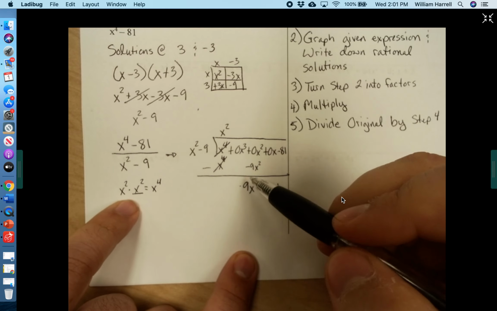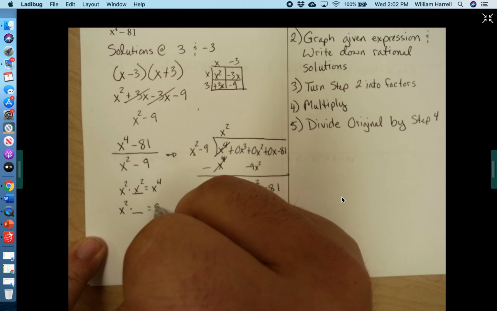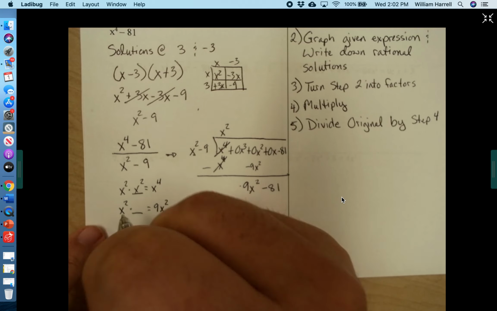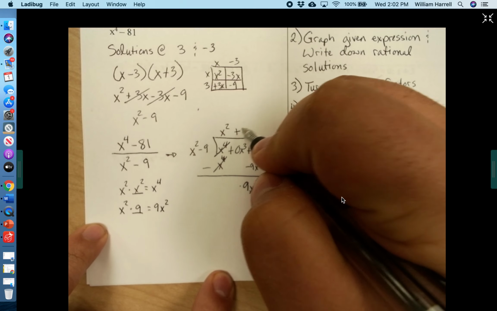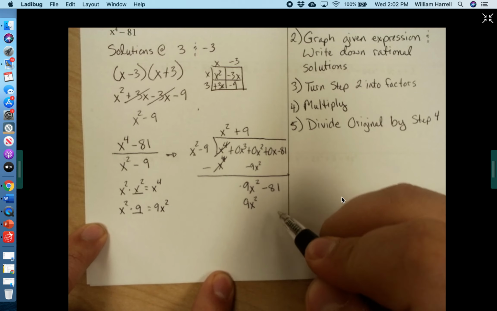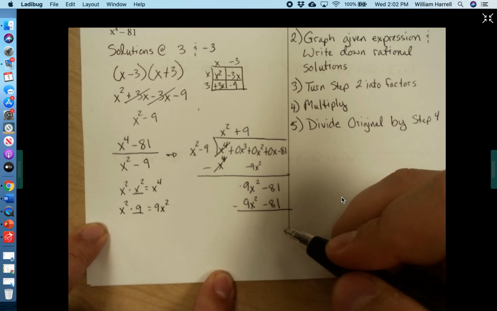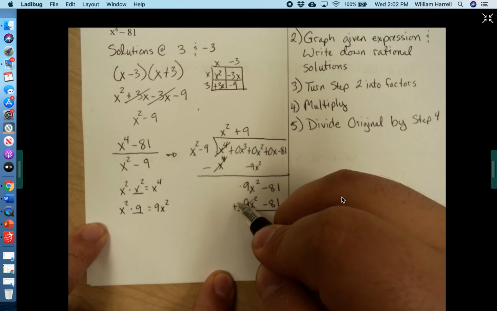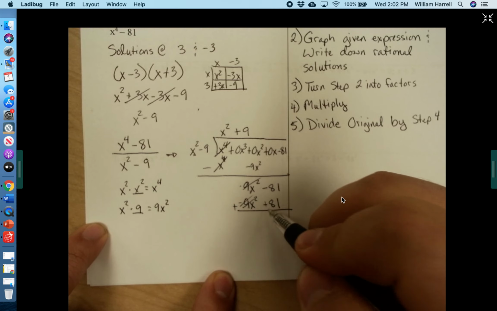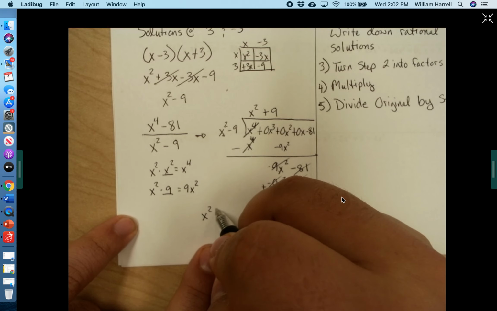So what times x squared equals 9x squared? So x squared times what equals 9x squared? It should be 9. So multiply these, 9x squared minus 81, cancels. Subtraction, change to addition, swap signs, and I'm left with 0. So my result is x squared plus 9.